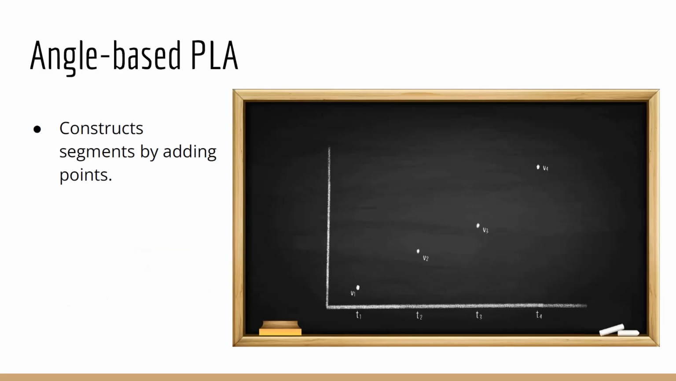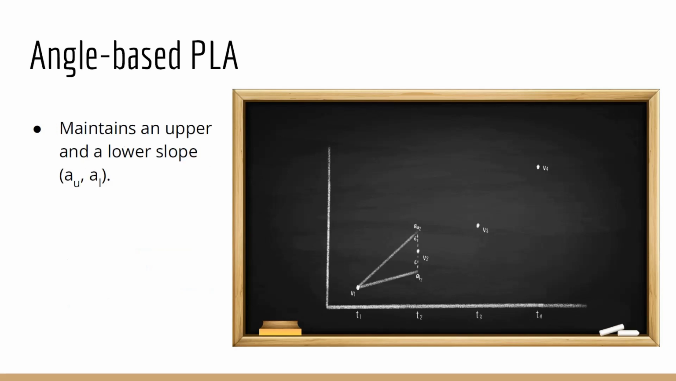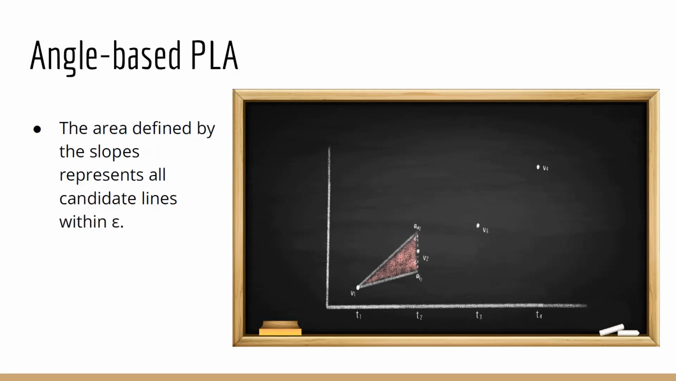But first, let us briefly discuss how angle-based PLA works. Suppose we have the 4 timestamp data values of the figure, and we want to approximate them within an error threshold. We will add points to construct segments, and while doing so, we will maintain an upper and a lower slope that are within epsilon from the values we want to approximate. The area defined by the two slopes represents all candidate lines within epsilon.